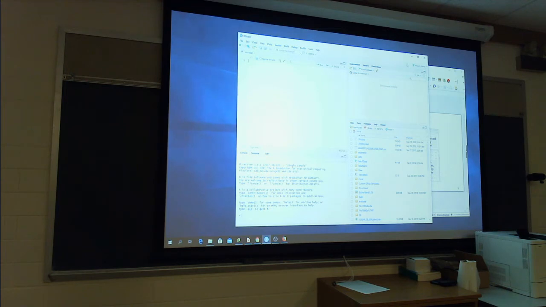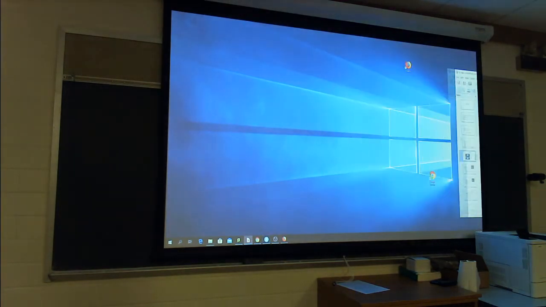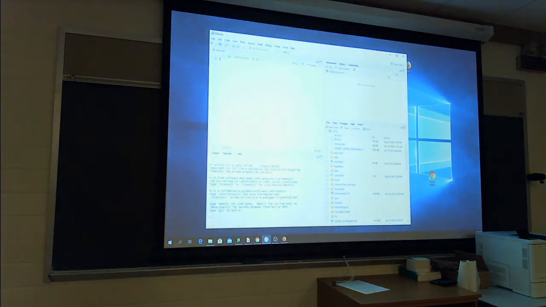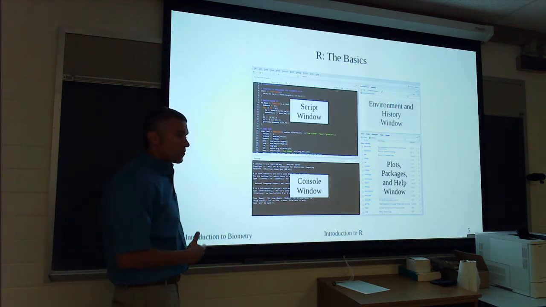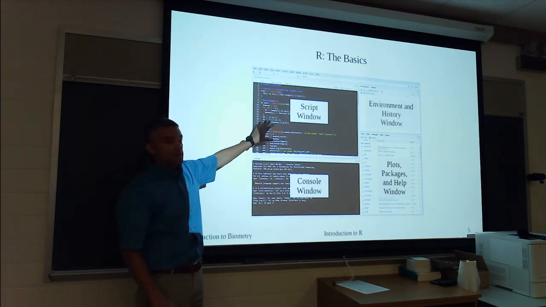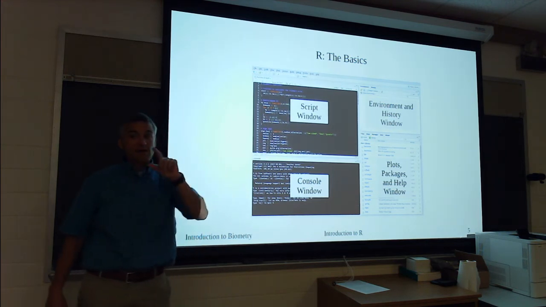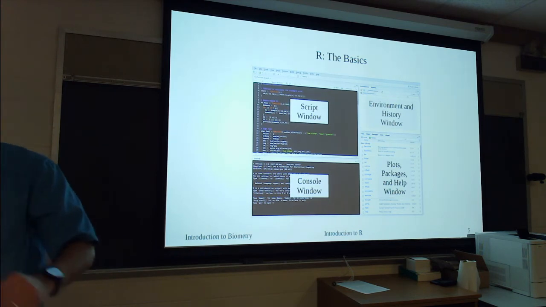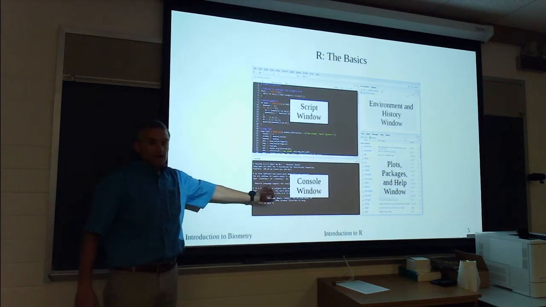All right, so let me get this presentation back over here. These 4 windows are the 4 windows of RStudio. We have our script window. This is where we're going to type in our commands and run them. And when we make our markdown documents and run the chunks in there, we'll actually see the output in this window. Down here is the console window.